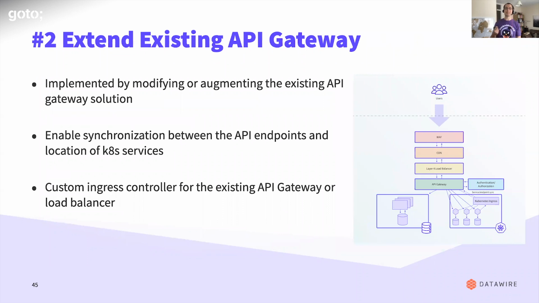The second pattern is extending your existing API gateway. This is typically implemented by modifying or augmenting your existing API gateway to sync up your endpoints with their location. I've seen a lot of vendors like F5 and Citrix offering this kind of thing too, where they deploy an operator or a controller into your Kubernetes cluster. It watches for annotations on your Kubernetes YAML, and then based on those annotations makes calls out of band to the API gateway.